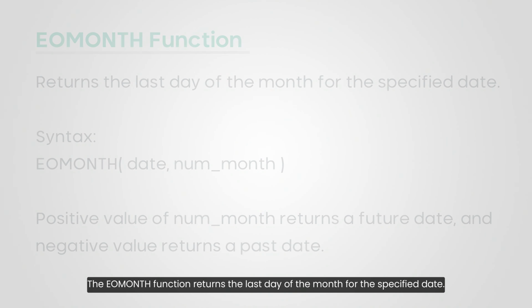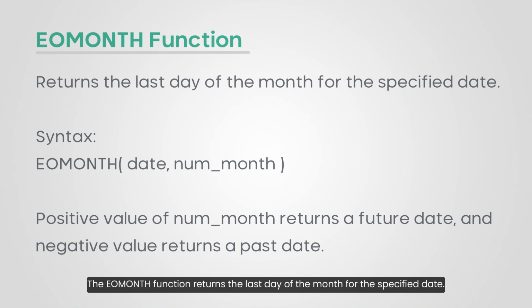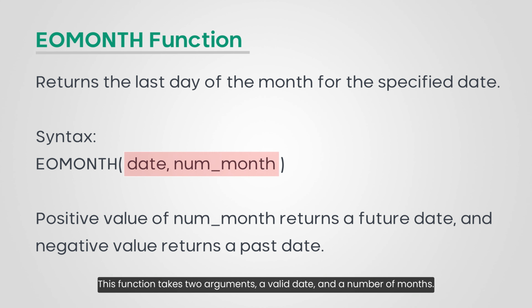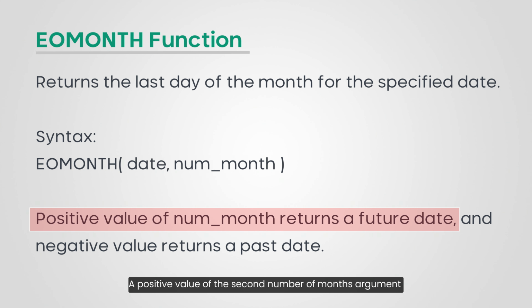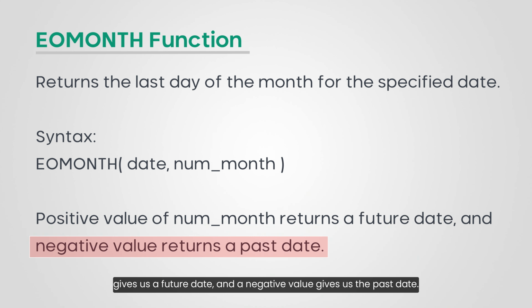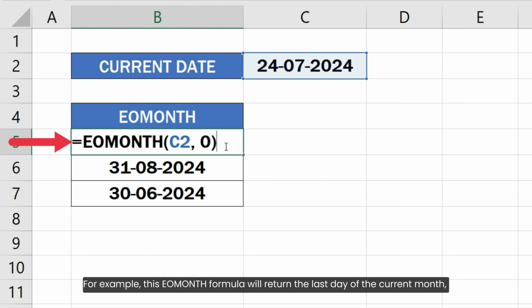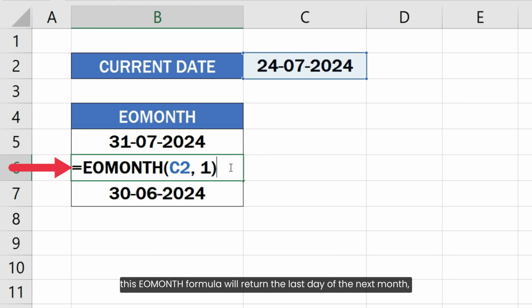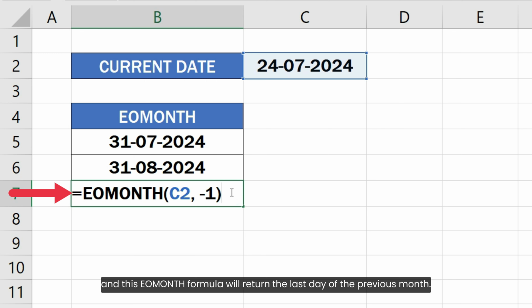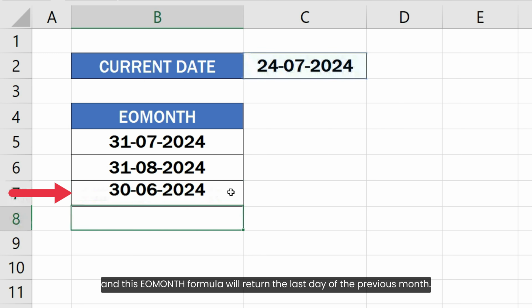given date. The EOMONTH function returns the last day of the month for the specified date. This function takes two arguments, a valid date and a number of months. A positive value of the second number of months argument gives us a future date and a negative value gives us the past date. For example, this EOMONTH formula will return the last day of the current month. This EOMONTH formula will return the last day of the next month, and this EOMONTH formula will return the last day of the previous month.